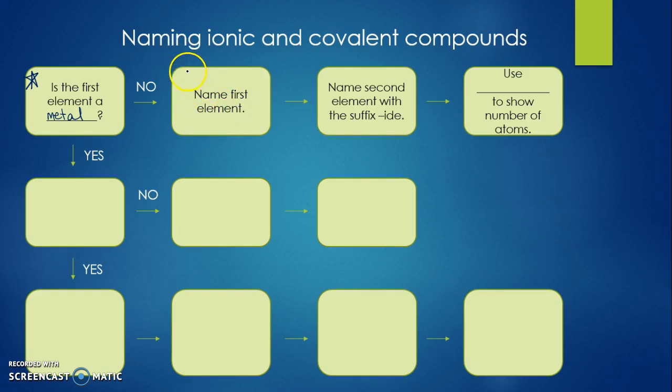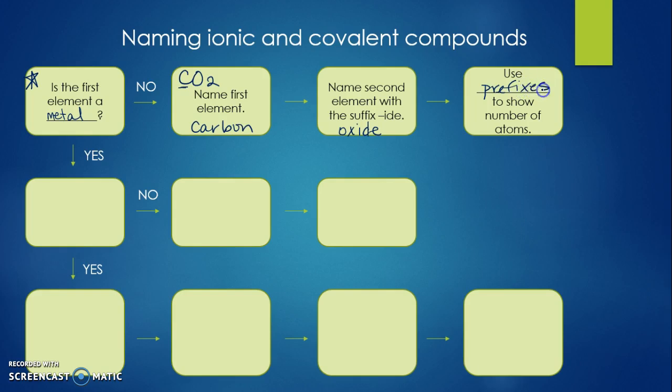Okay, so let's say that we have CO2 as our compound. Is the first element a metal? Carbon. No, it's not a metal. It's a non-metal. All right, so name the first element. Carbon. That's easy. All right, name the second element with a suffix of IDE. So instead of oxygen, we would say it's oxide. We take the first syllable and add IDE to the end. All right, and then we're going to show the number of atoms that there are for each using prefixes.